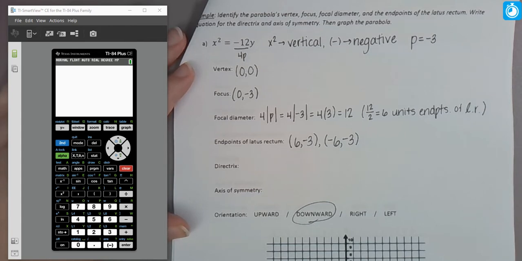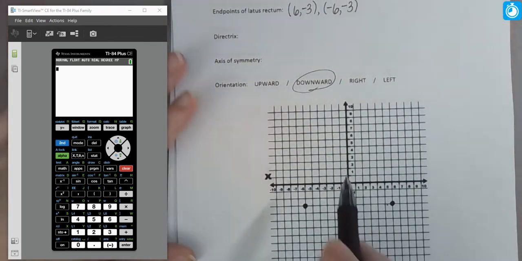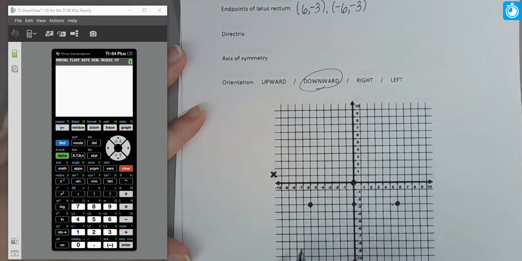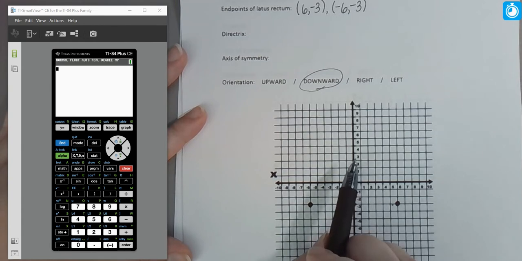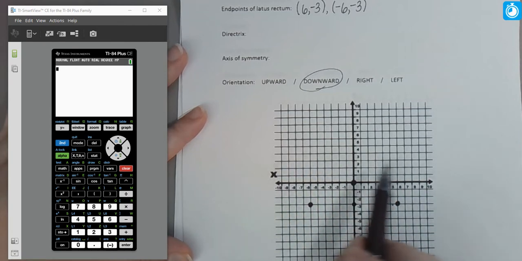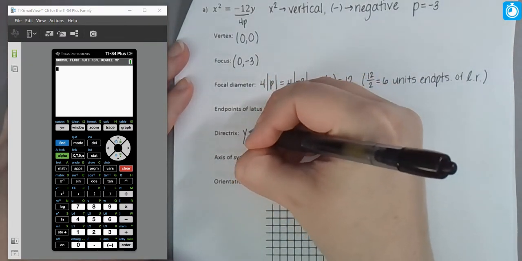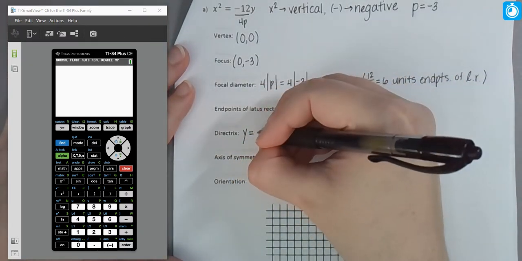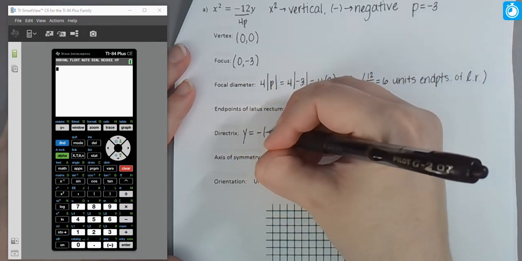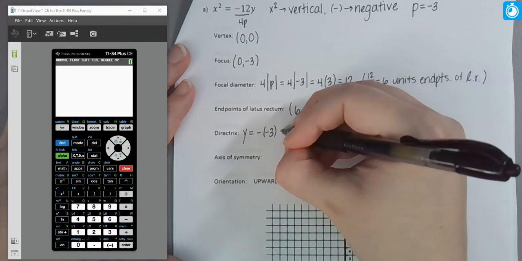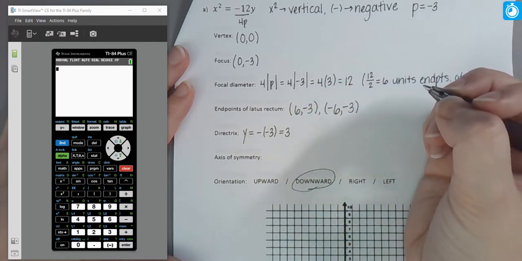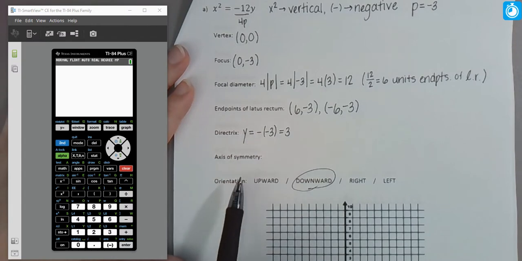But let's finish out with the other key features, our directrix and our axis of symmetry. If our focus is p units inside of our graph, then our directrix is p units outside of our graph. In this case, p is -3. That means we go up to +3 for our directrix, which is at y equals 3. Because it's a horizontal line, it's y equals 3. More specifically, it's y equals -p, which is -3 in this case, which makes it positive.